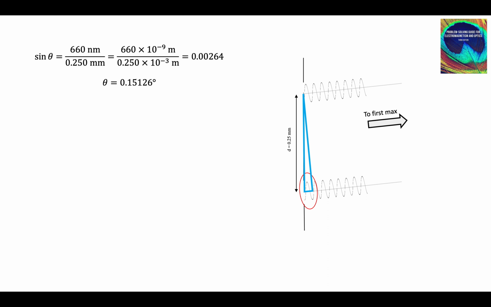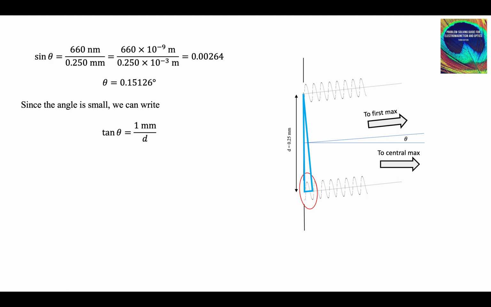We can take the arcsine to get the angle in degrees. It's 0.15 degrees. It's a very small angle. Virtually horizontal. Since the angle is small, we can make an approximation. So here is our approximation. If we go to the central max and we go to the first max, there's an angle theta there that's going to the first max. And the tangent of that angle is 1 millimeter. Remember, the first max is 1 millimeter above the central max.